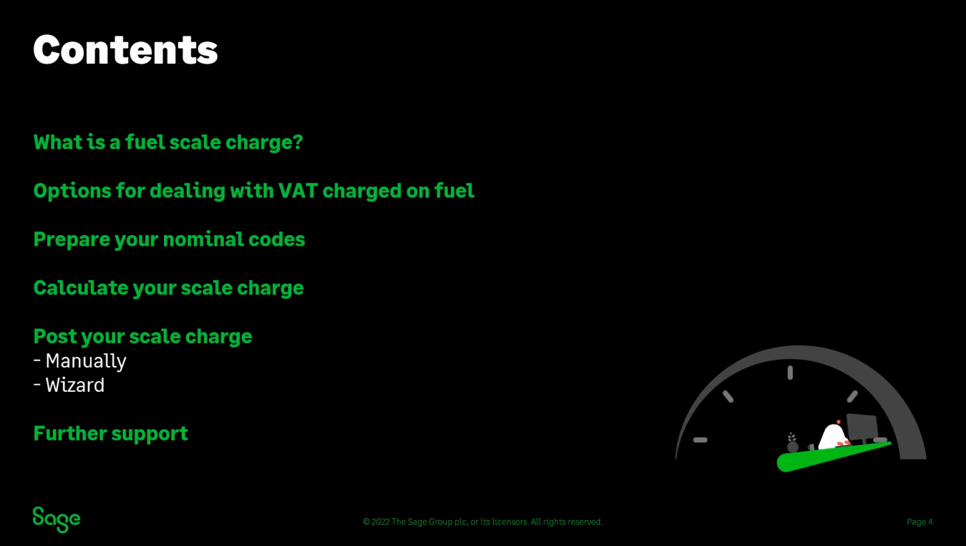We'll show you how to calculate your scale charge, which is really just a case of answering a few questions on HMRC's website, and it will give you the figures that you need. We're then going to look at the two options that you've got available to you for posting scale charges into Sage accounts. One is to do it manually, which everyone will be able to do no matter what level of the software you're on. It's just a case of entering a simple journal. The second option is to use the wizard. Now, the wizard is not available on the essentials level of the software, so you would then need to post it manually. And then right at the end, we'll explain a little bit more about the additional support.